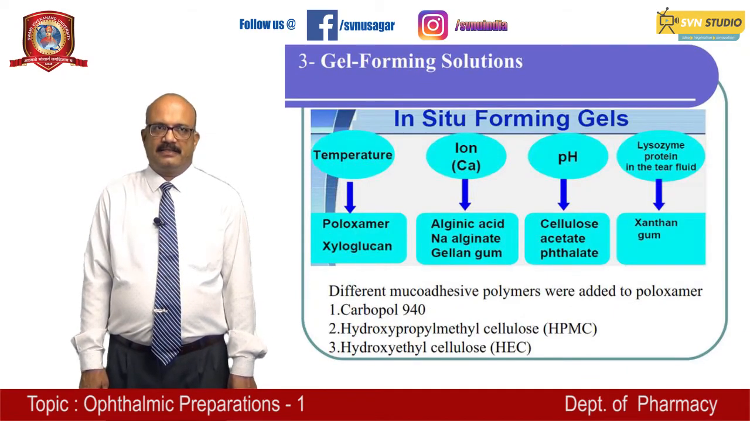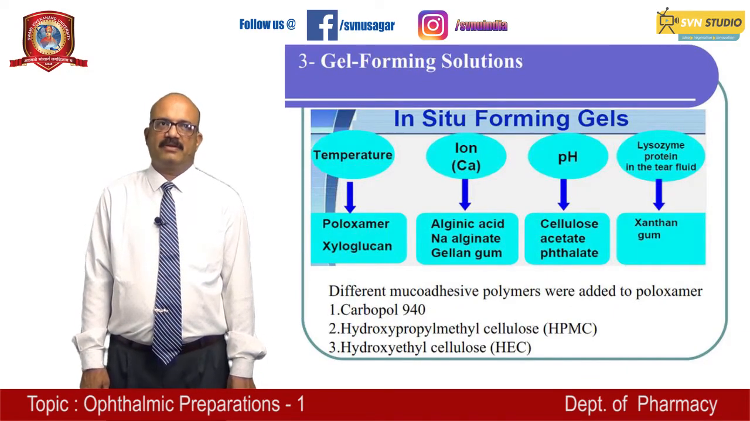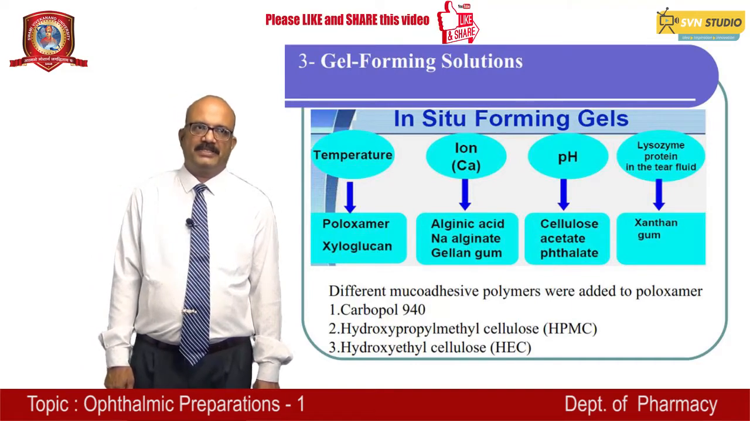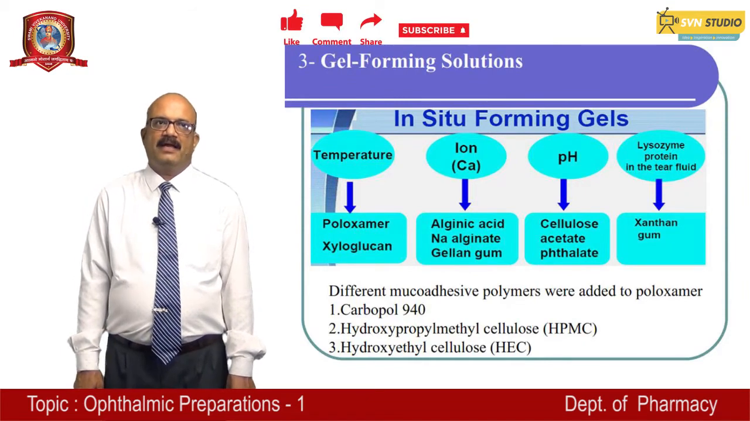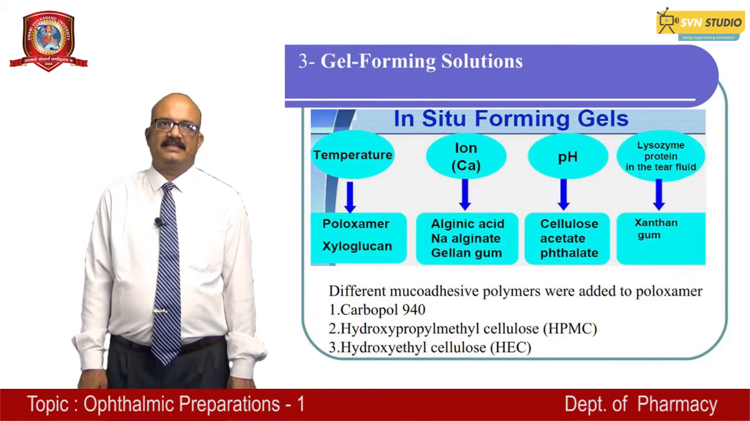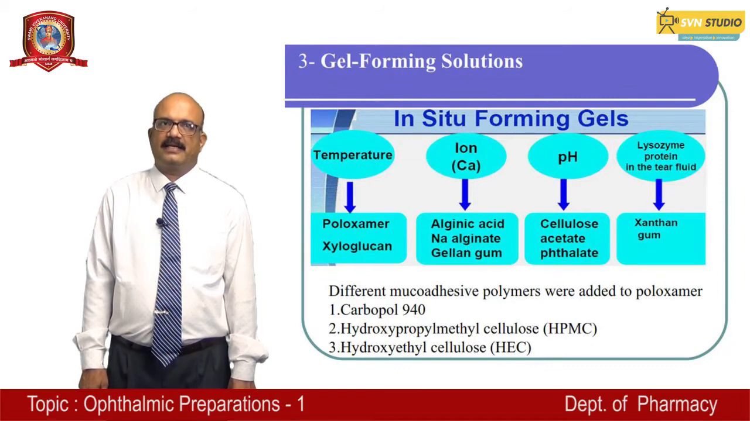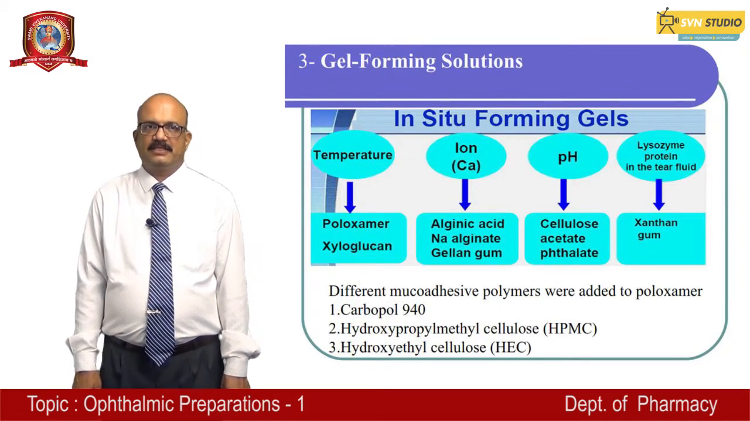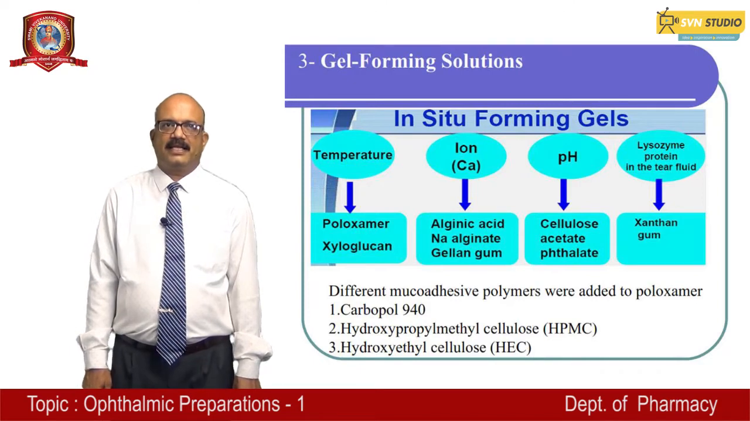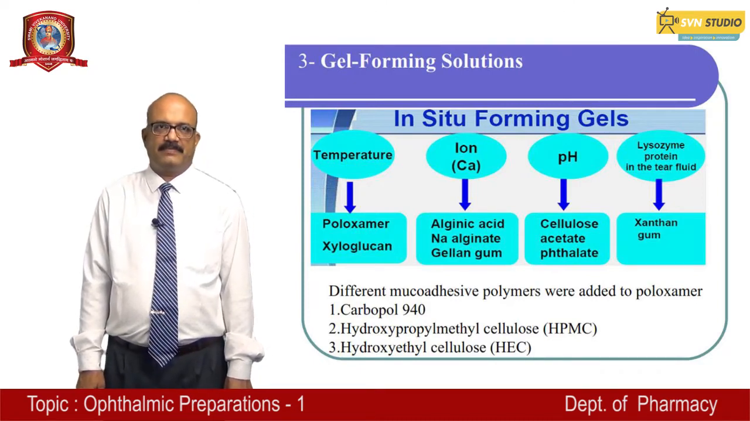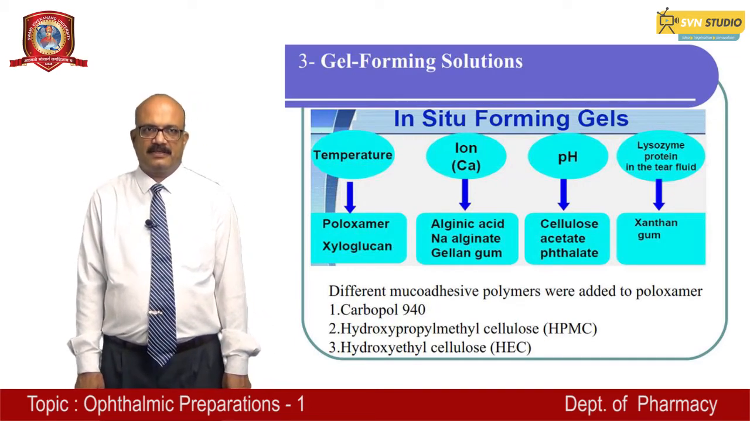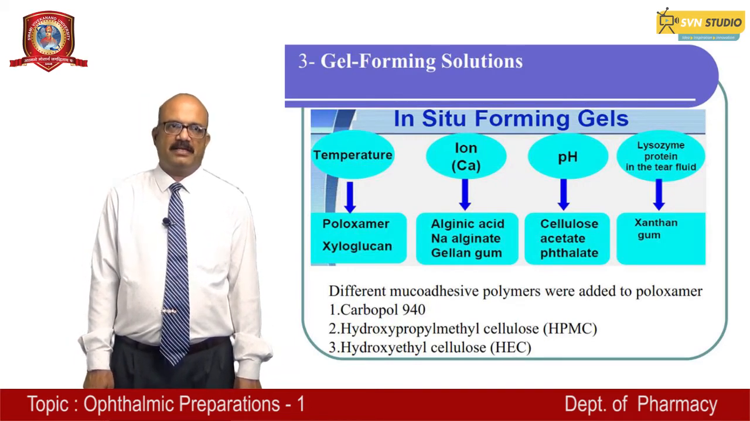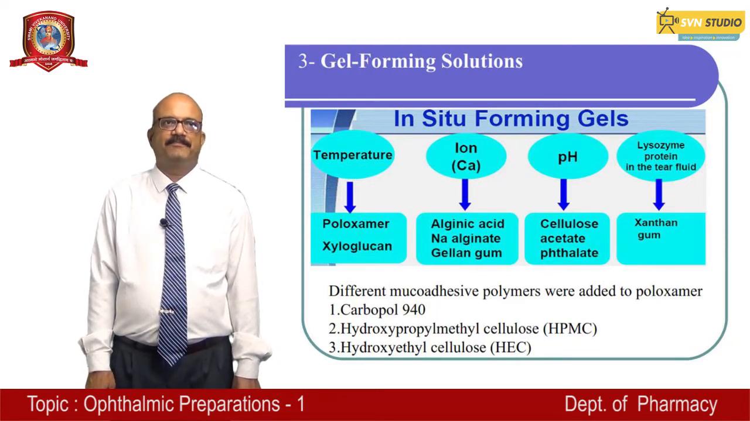In situ forming gels are also available. You can see here that for temperature, you can use poloxamer and xyloglucan. For various ions, calcium ions, alginic acid, sodium alginate, and gellan gum can be used. The pH trigger can be achieved by cellulose acetate phthalate, and the lysozyme protein in the tear fluid can be exploited by using xanthan gum. Different mucoadhesive polymers can be added, such as poloxamer, Carbopol 940, hydroxypropyl methylcellulose (HPMC), and HEC.